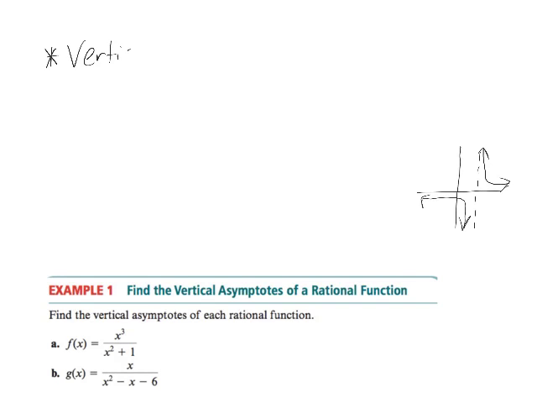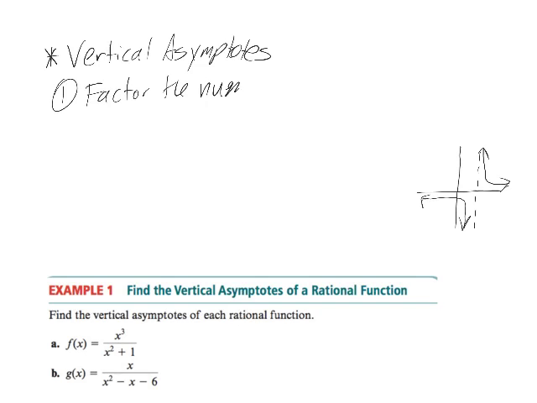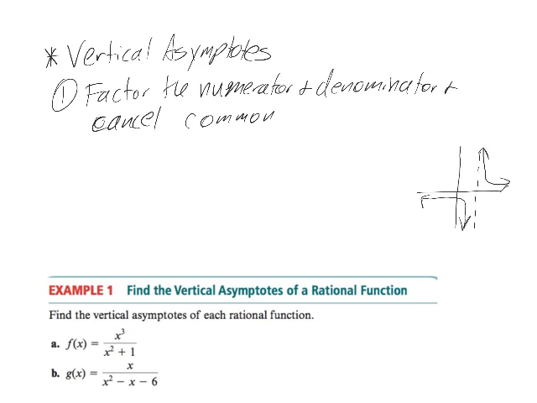So, let me give it a header. It's real easy to do. The first step is to factor the numerator and denominator and cancel common factors. This gets rid of the holes. They would show up as factors in both the numerator and the denominator, so if you cancel them out, you get rid of them. Then anything that's left in the denominator, any other factors, you set equal to 0.